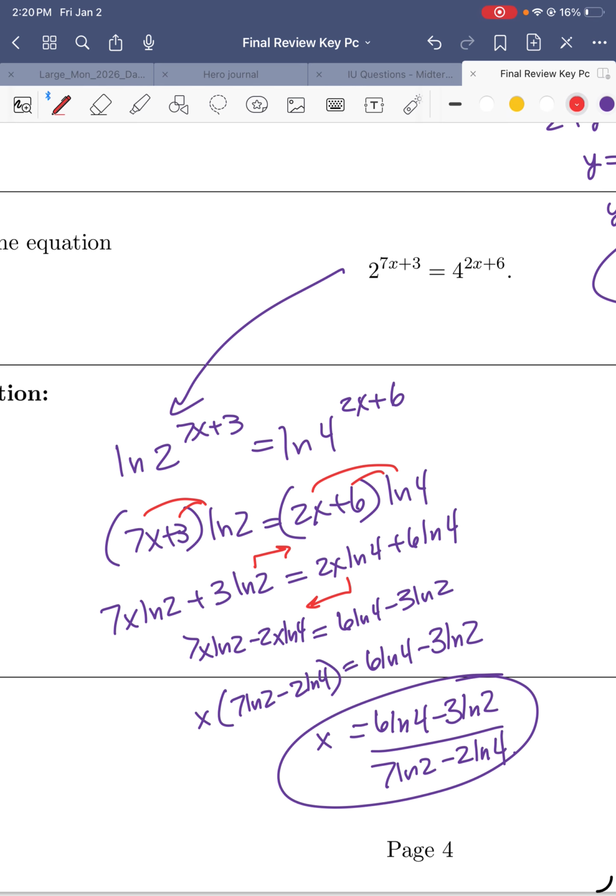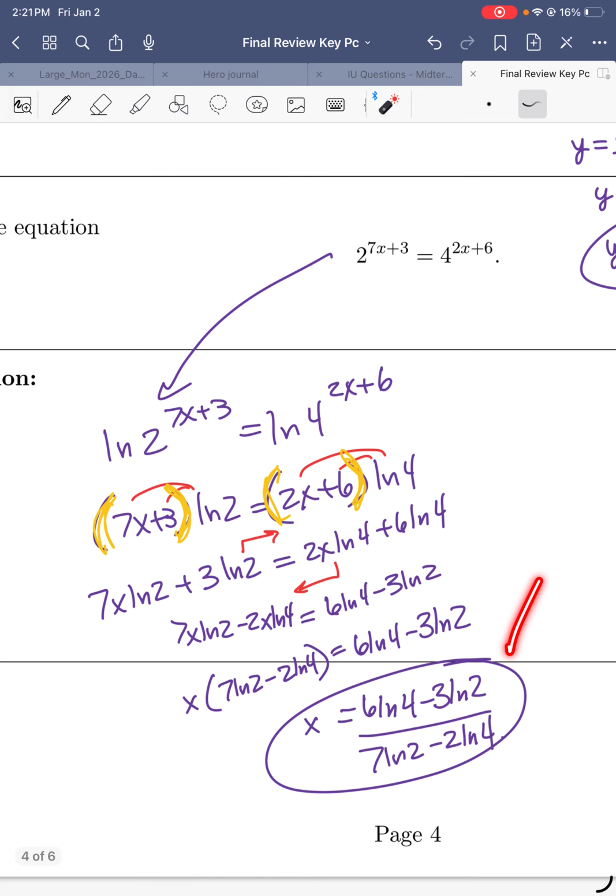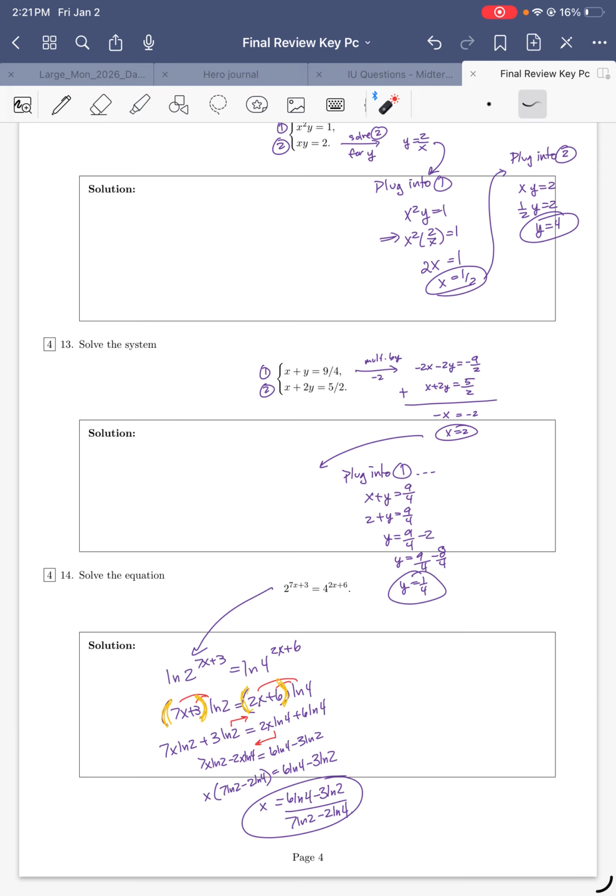How important are these parentheses? These parentheses are so, so important. These parentheses must be here. Or you're only multiplying this by only 6, not by both. Only multiplying this by 3, not by both. Very, very important parentheses. We end up getting that x is equal to that. Very similar to homework.